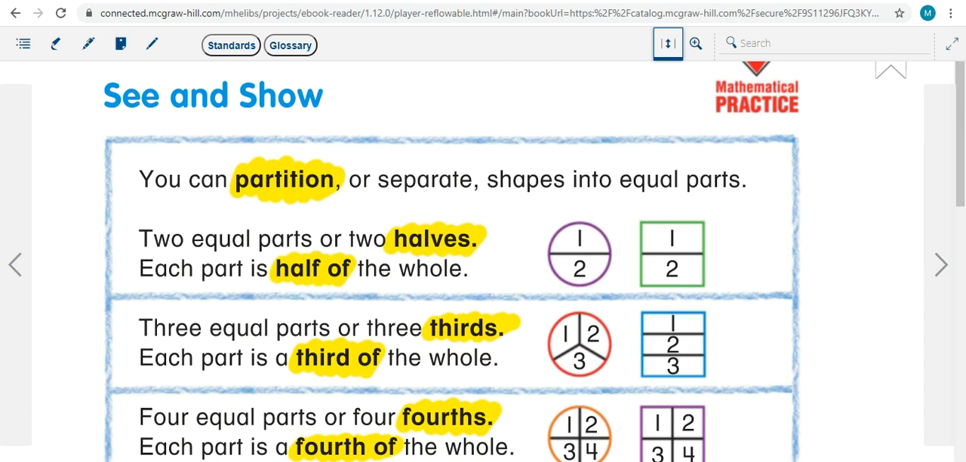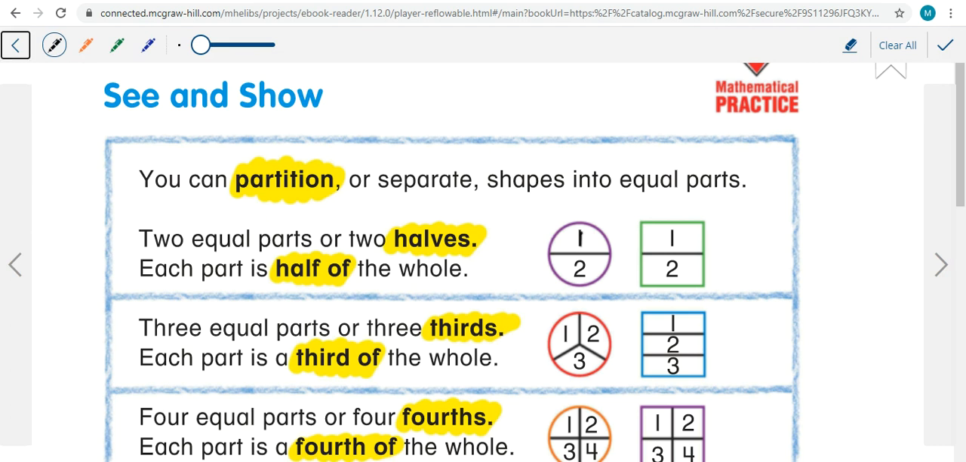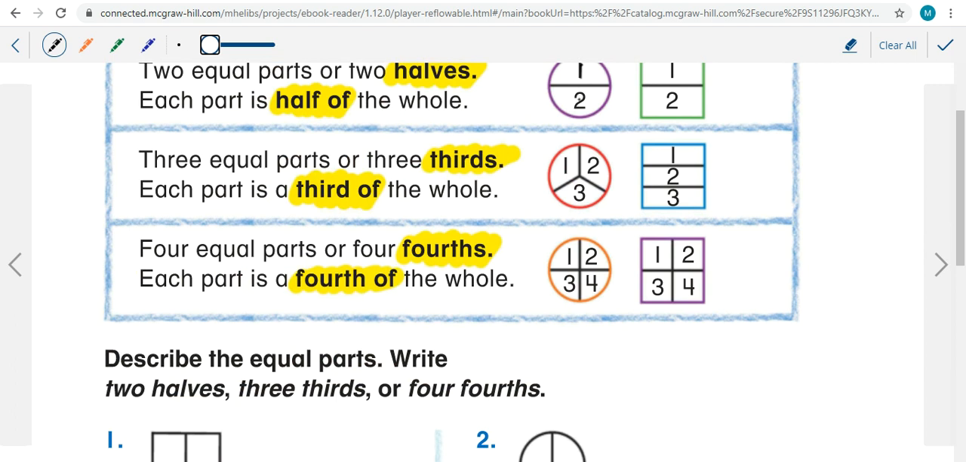Now, let's learn what halves means. 2 equal parts or 2 halves. Halves means mitad. Each part is half of the whole. What is a whole? Es un entero, okay? So as you can see in your book, you have 1, 2 parts. The circle is divided into halves, mitades. 1, 2 parts. How about the square? 1, 2 parts. So half means mitades.